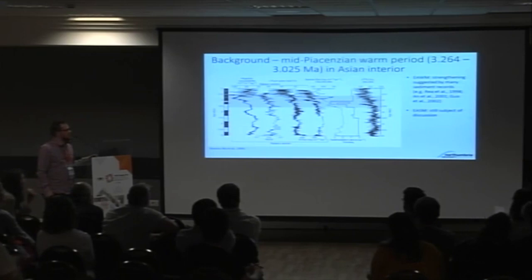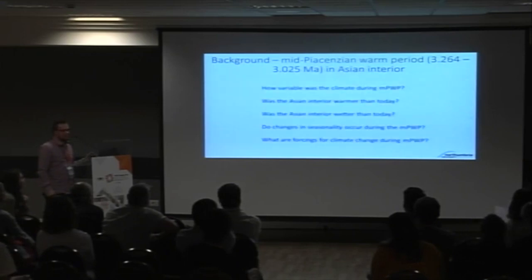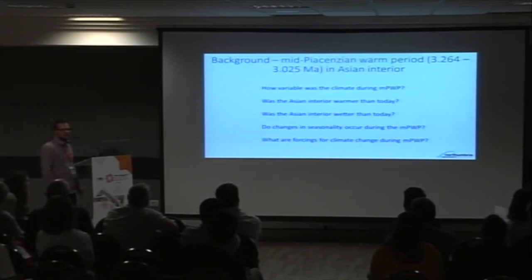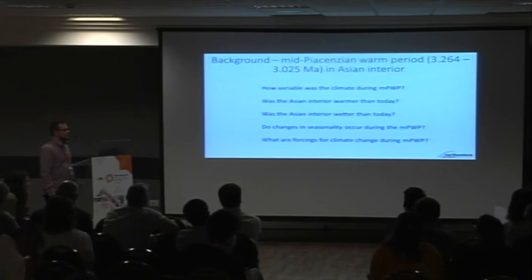So our question is, how variable was the climate in the Asian interior during the mid-Pliocene warm period? Was there warming? We saw that there's warming in high latitude areas, and now we want to look at this mid-latitude study area. And if it was warmer, do we see a wetting or a drying in that area compared to today? Do we see any seasonality changes during the mid-Pliocene warm period, and what possible forcings are there for the climate changes?